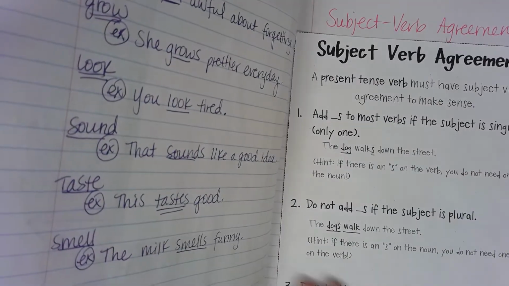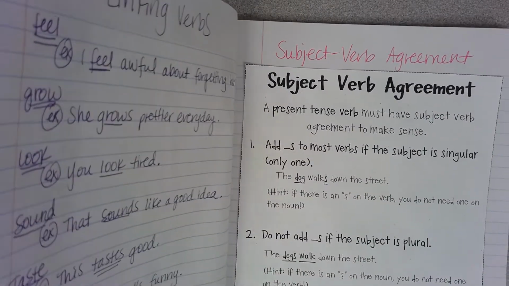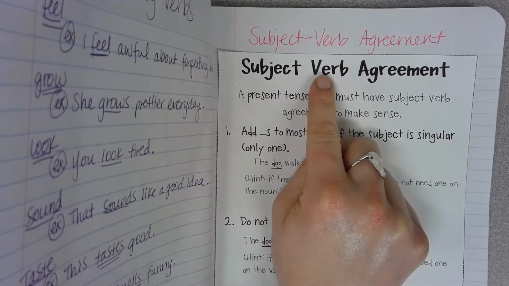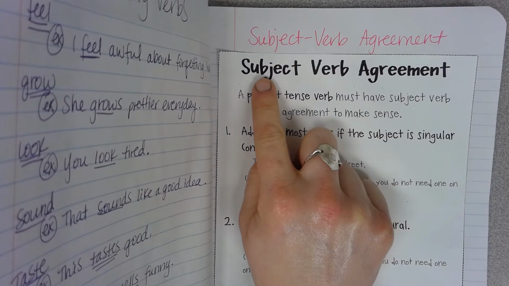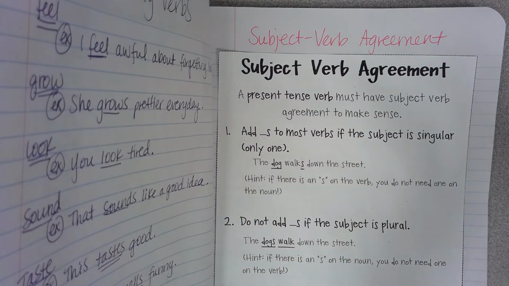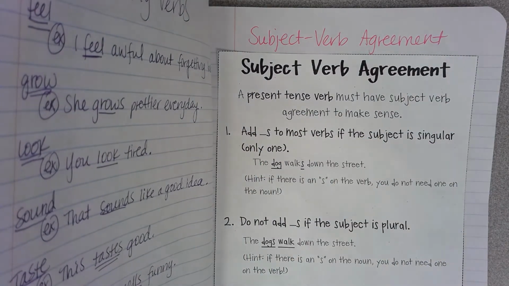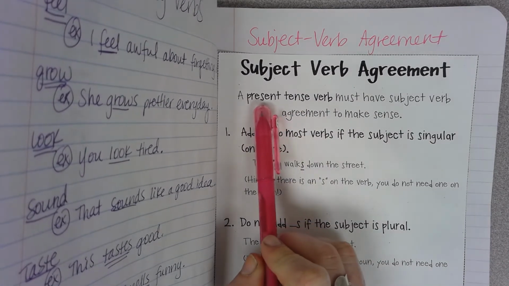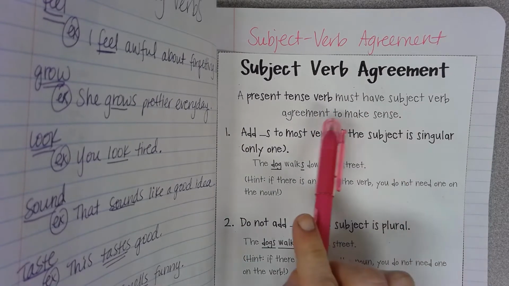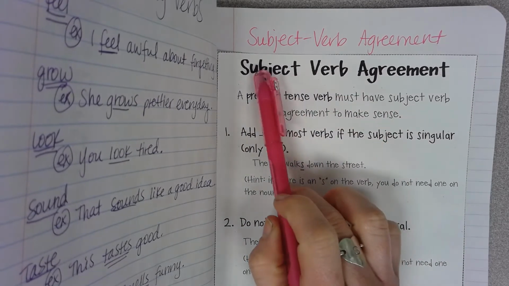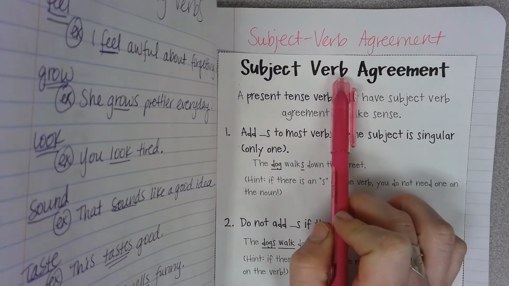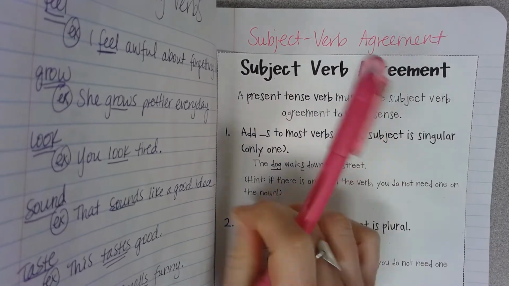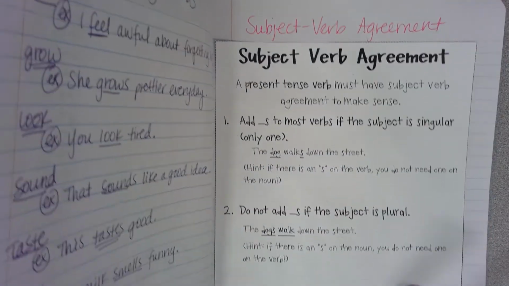Okay, now let's look at what we just cut out and glued in. We know what the subject of the sentence is. That's who or what is doing the verb, or who or what the sentence is about. And then the verb is the action or the main being or doing that takes place in the sentence. Now, this is saying that a present tense verb must have subject-verb agreement to make sense, which means both of these need to be in agreement with each other, okay? Obviously, agreement means that they are the same or they're equal, and let's see what that means.